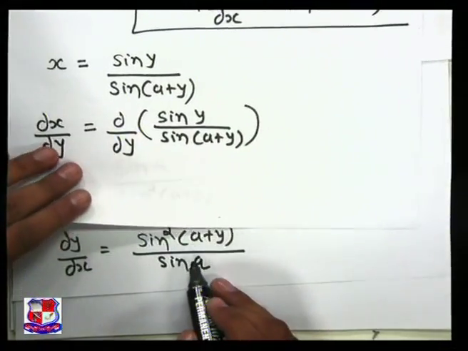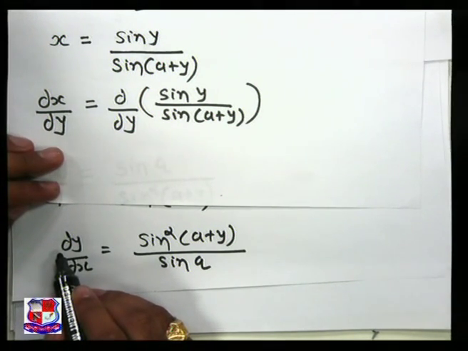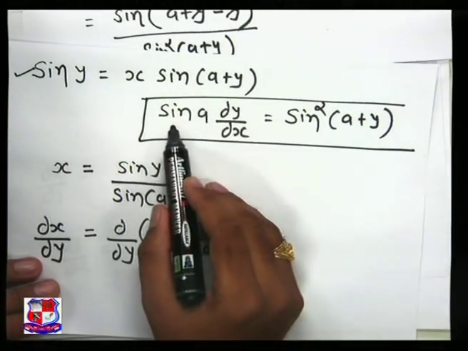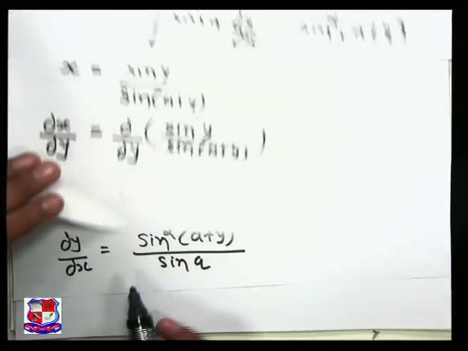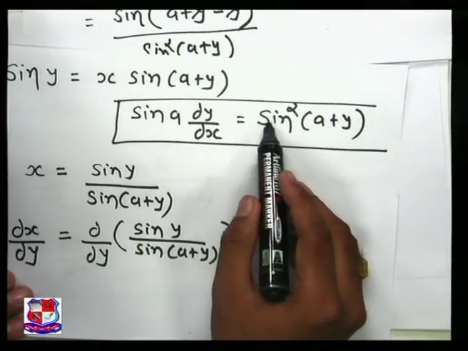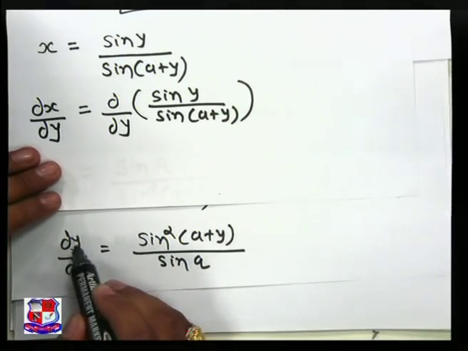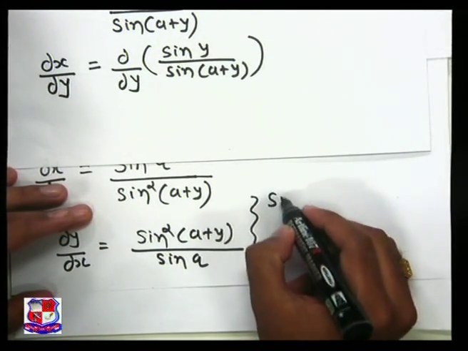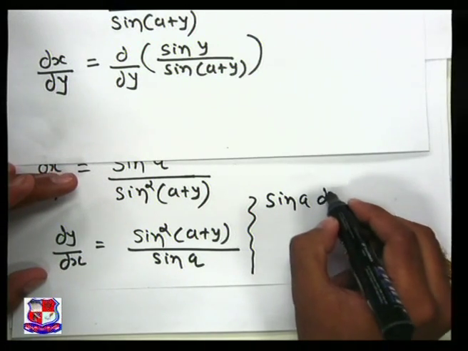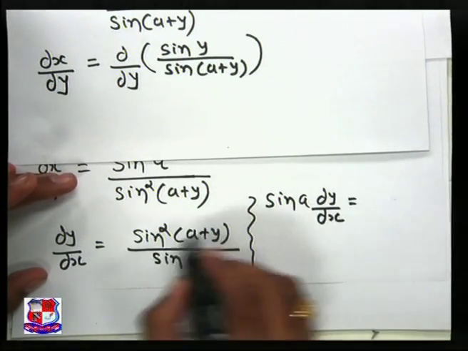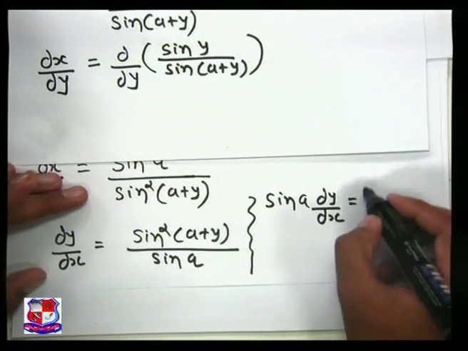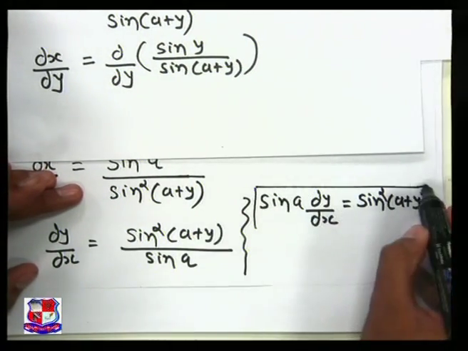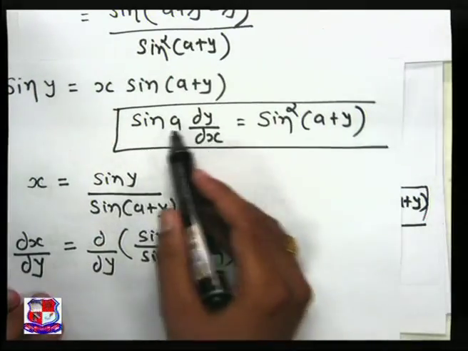So this sin a goes to the left-hand side, so the denominator becomes the numerator, that is sin a into dy/dx, equal to sin squared (a + y). So here the same sin squared (a + y). This sin a goes to the numerator side, and the result is sin a into dy/dx equal to sin squared (a + y). So in this way we prove our result. Finally both values are the same.